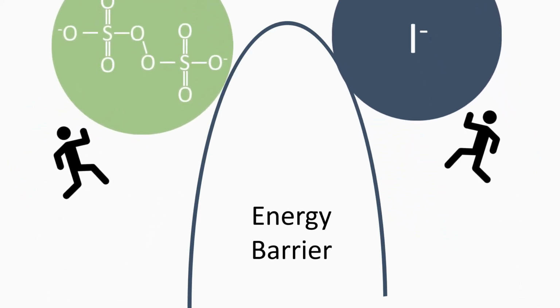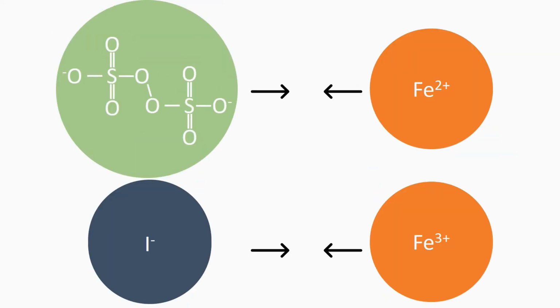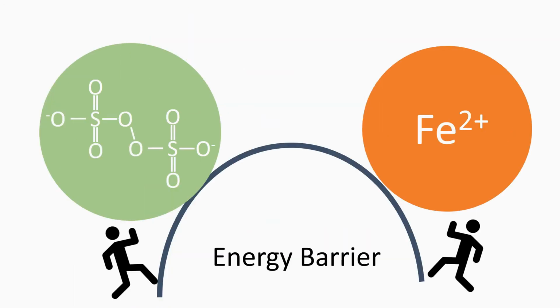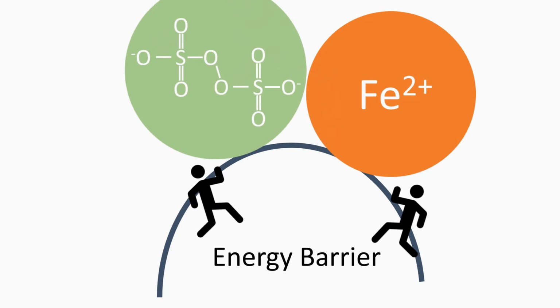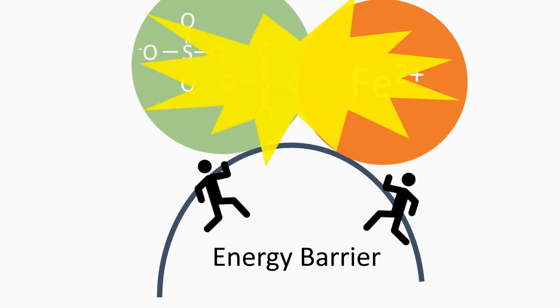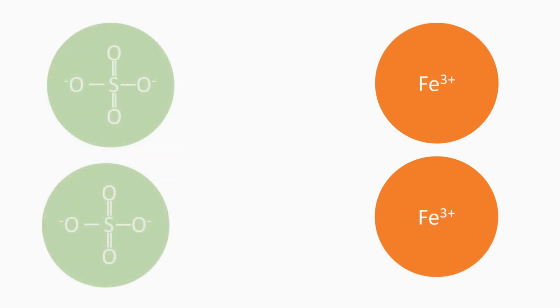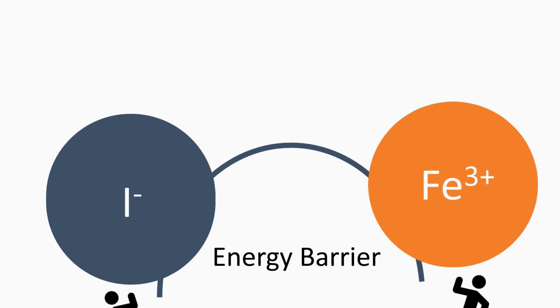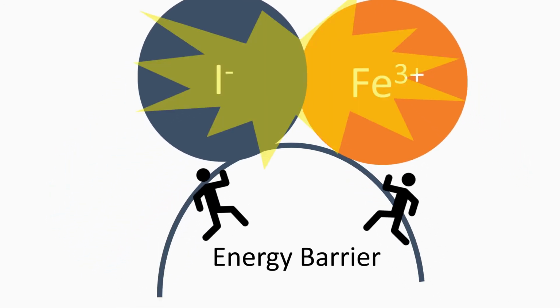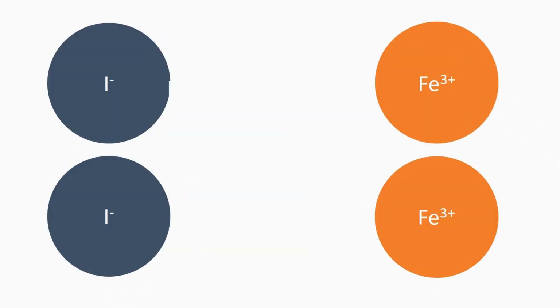The presence of iron(II) ions offers an alternative reaction pathway that reduces the repulsion between similarly charged ions, significantly lowering the activation energy to speed the reaction up. In the first step of catalysis, the persulfate ions oxidize iron(II) ions to iron(III) ions, while they themselves are reduced to sulfate ions. Next, the iron(III) ions oxidize the iodide ions to iodine, while they themselves are reduced back to iron(II) ions.